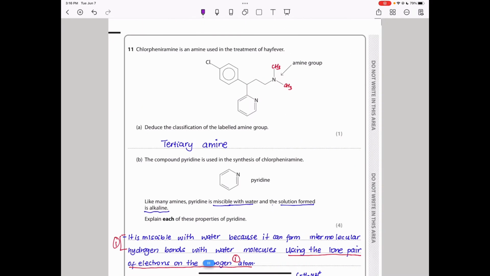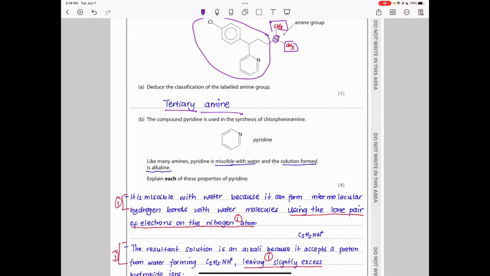Let's go to question 11. So question 11, of course, they've given us the structure here. Chlorophenylamine is an amine used in the treatment of hay fever. So they have said, deduce the classification of the labeled amine group. This is the nitrogen attached to 3 R groups. This is the 3rd R group. It means it's going to be a tertiary amine.